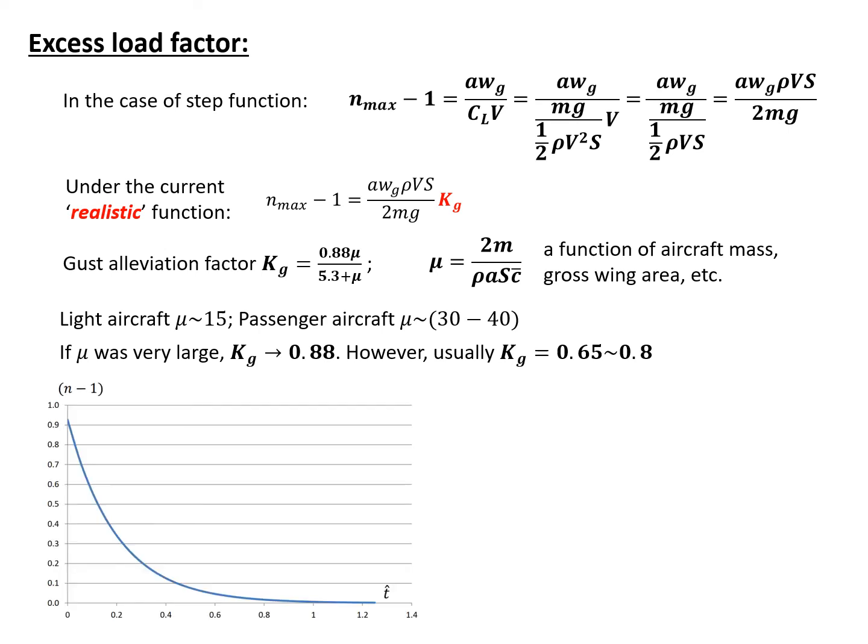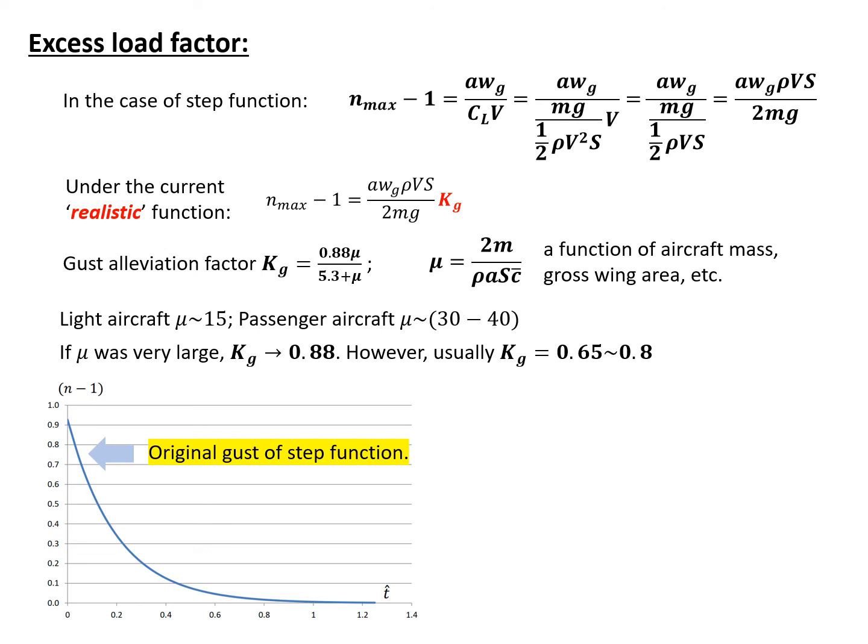Okay, if we plot n-1 versus the non-dimensional characteristic time, we can see it reduces progressively. We've seen this plot, and the excess G loading will approach 0. Remember, this is under the original gust step function.